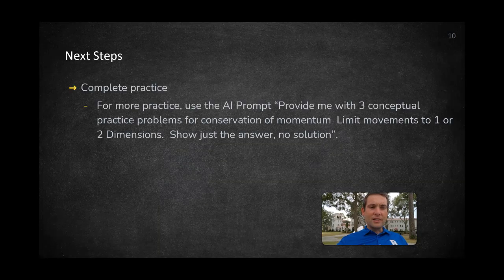Next steps, complete practice. For more practice, there's your AI prompt. Limit movements to 1 or 2 dimensions here. Don't forget that if we're dealing with 2 dimensions, then momentum needs to be conserved in both dimensions, X and Y, for example. We need to treat X momentum separate from Y momentum. And all of the momentum in the X direction should be conserved, and all of the momentum in the Y direction should be conserved, as long as there is no impulse acting on our system.